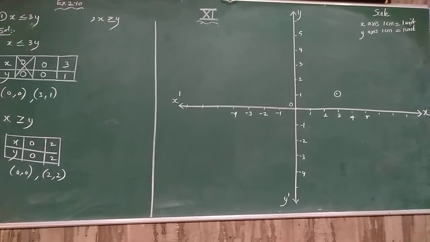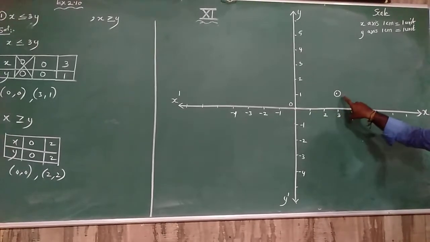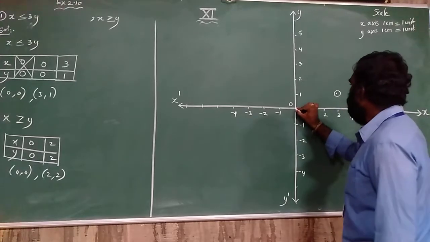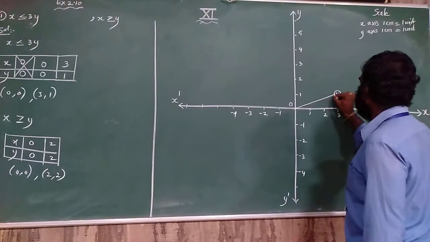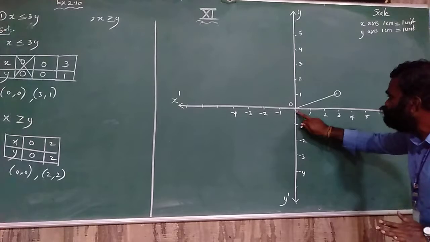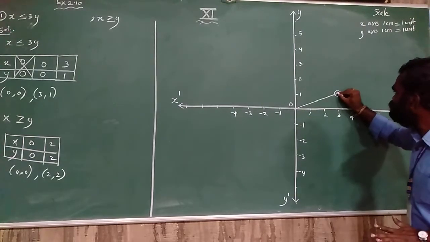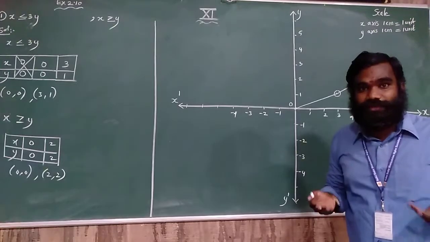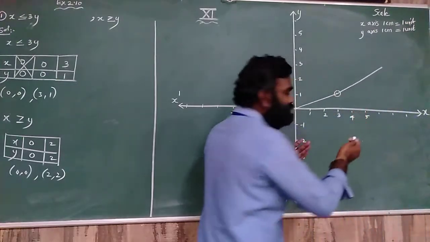So one point is (0, 0) and another point is (3, 1). You see (0, 0) and (3, 1). So I am going to draw a line. After joining these two points, I can stretch this line. Since I am not having any scale, the line will be somewhat bent only.